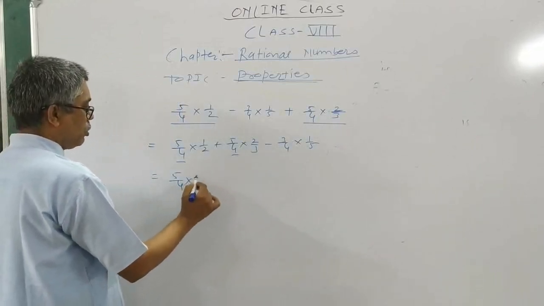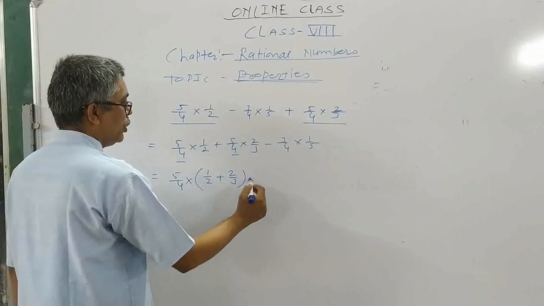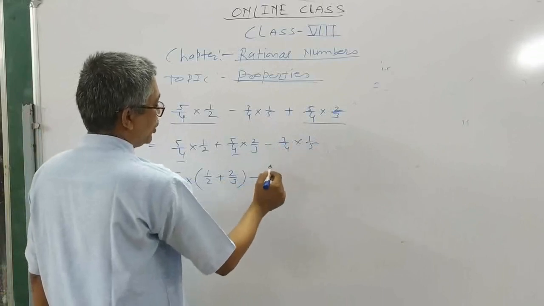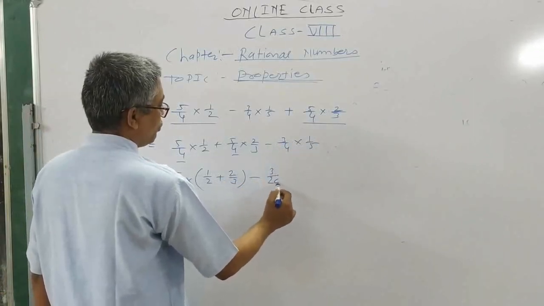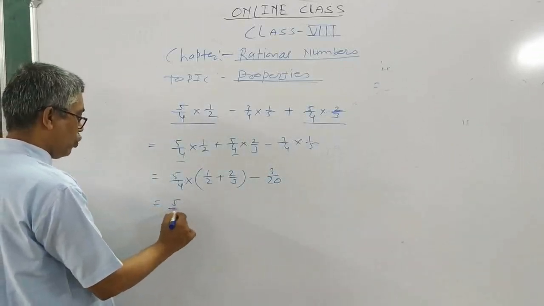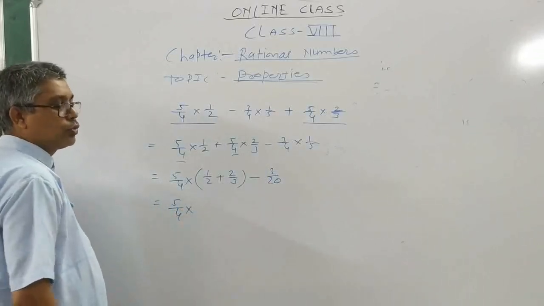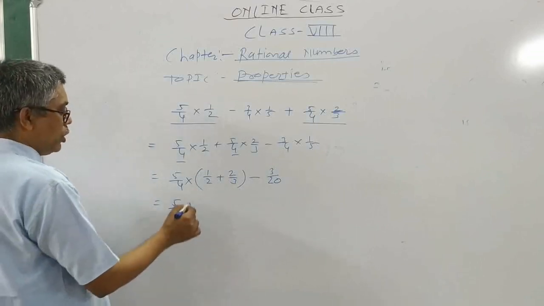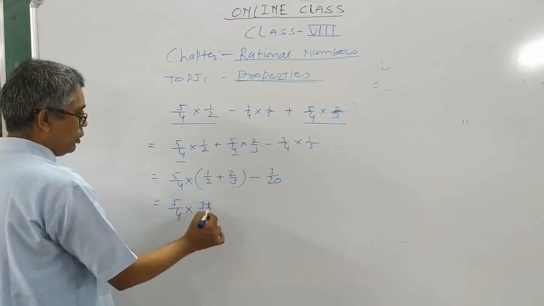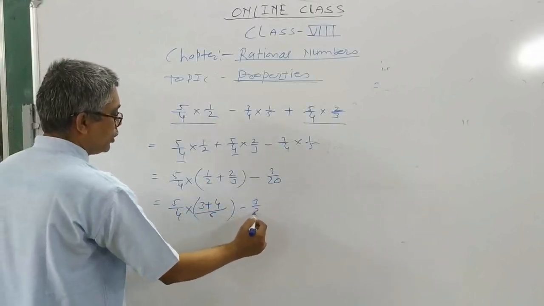So 5 by 4 common निकाल लिया, 5 by 4 into bracket 1 by 2 plus 2 by 3 minus, यहाँ पे कोई डिवीजन नहीं हो रहा है, so numerator into numerator 3 1 जा 3 4 5 जा 20, so 4 5 जा 20. So again 5 by 4 into, so here see denominators are different, so we can't add numerators directly. So we have to take cross multiplication, or by taking the LCM of denominator we can solve it. So 3 1 is 3, 2 2 is 4, 3 2 is 6 minus 3 by 20.